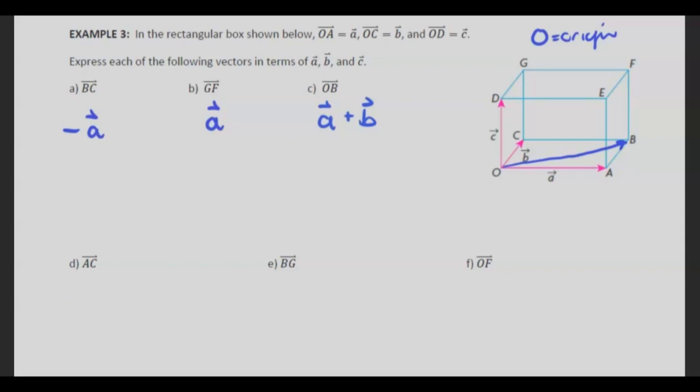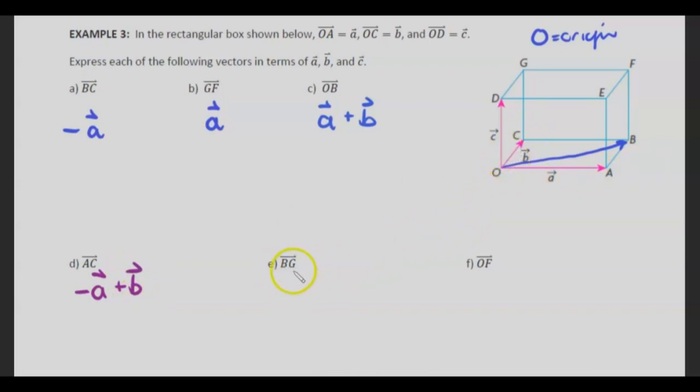Okay, now D, vector AC. So A's here, C's here. So we would have to go from A to O, which is going to be negative vector A. Then we have to go O to C, which is going to be normal B. So we're going to go negative vector A plus vector B. Negative vector A plus vector B.